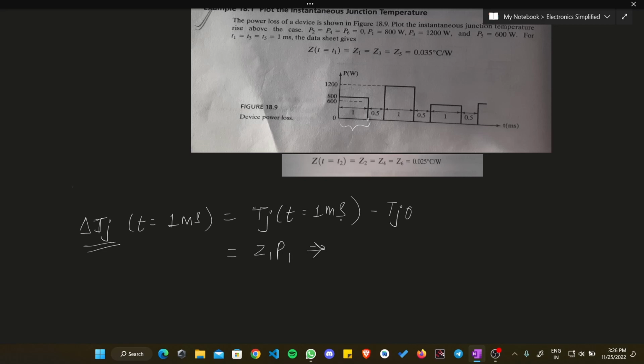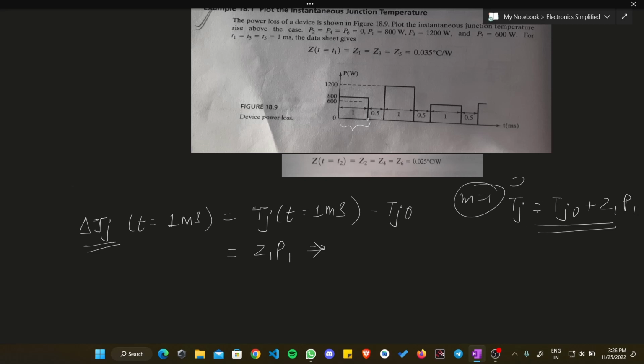If you just keep m equal to 1 in it, you will get the formula as Tj is equal to Tj0 plus Z1 P1. You will get this formula if you put m equal to 1 in the formula that we discussed earlier.